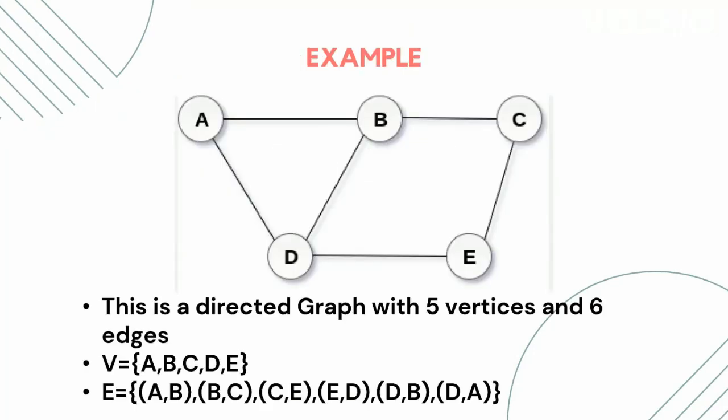So this is an example of a graph, a directed graph. In this graph, we define a graph G(V, E) with five vertices, that is A, B, C, D and E. Then it consists of six edges, that is (A, B), (B, C), (C, E), (E, D), (D, B) and (D, A), as in the following figure.